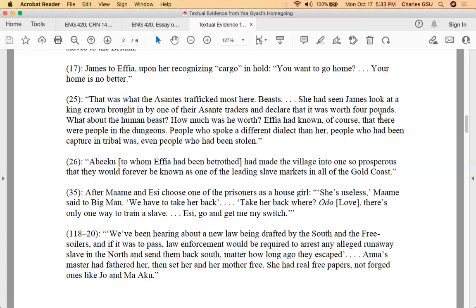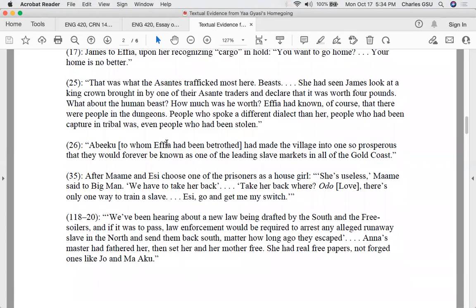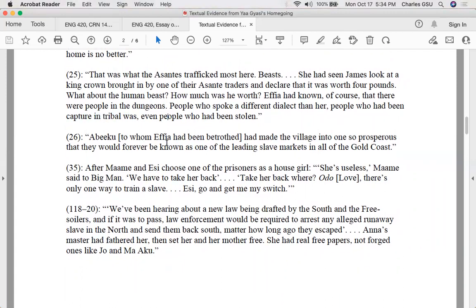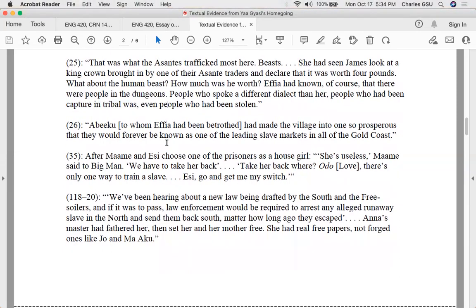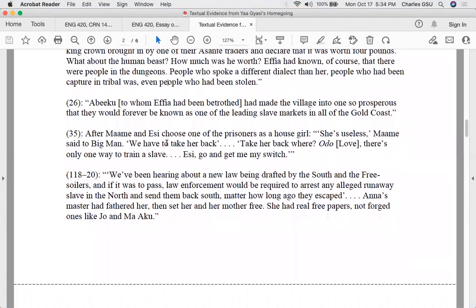Afia had known, of course, that there were people in the dungeons, people who spoke a different dialect than her, people who had been captured in tribal war. I'm sorry, my typing is terrible here. But if you go to page 25, you'll see he was captured in tribal war. Even people who had been stolen, right? So she's aware that even though she lives a relatively privileged life, if she's not in the dungeon, she's married to this British soldier, James Collins. She's aware of what's going on down in the castle.